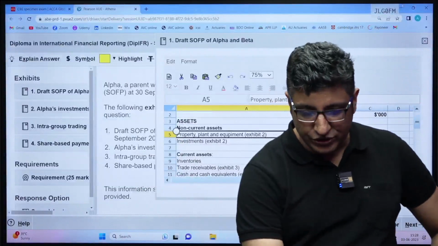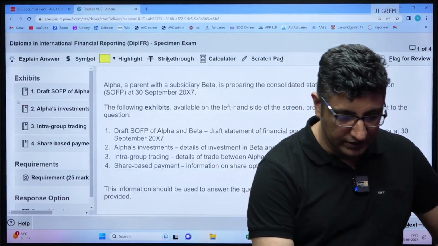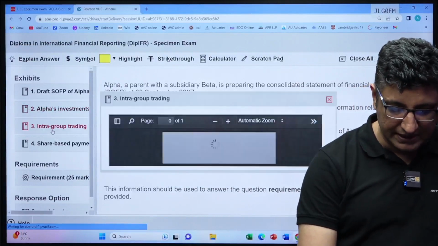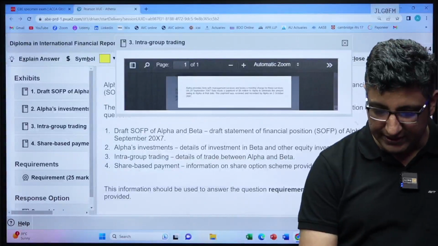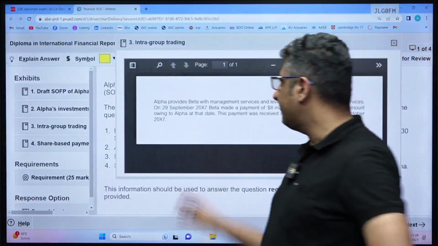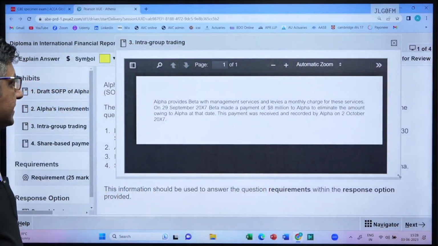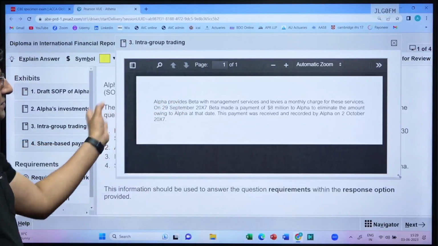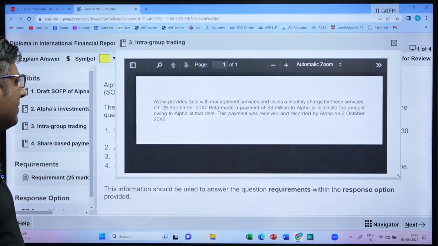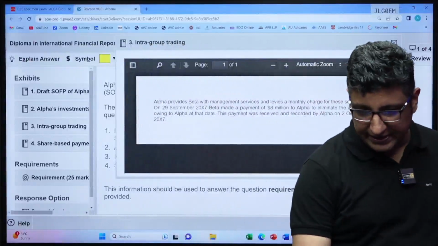So this is my balance sheet. You just saw that. This is my information with respect to Alpha's investment, something to do with the intra-group trading. Okay, it did mention that there's something around that. It says Alpha provides Beta with management services and levies a monthly charge, etc. On 29th of September, etc. This is all being done. This is basically a payment in transit. So that's a typical adjustment from my intra-group trading section any which ways.